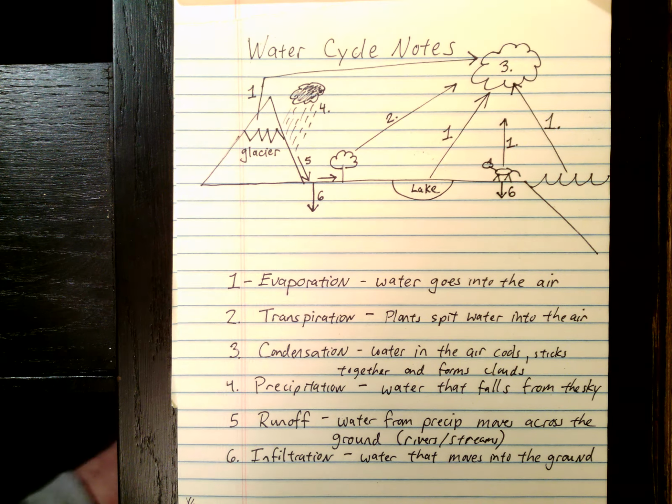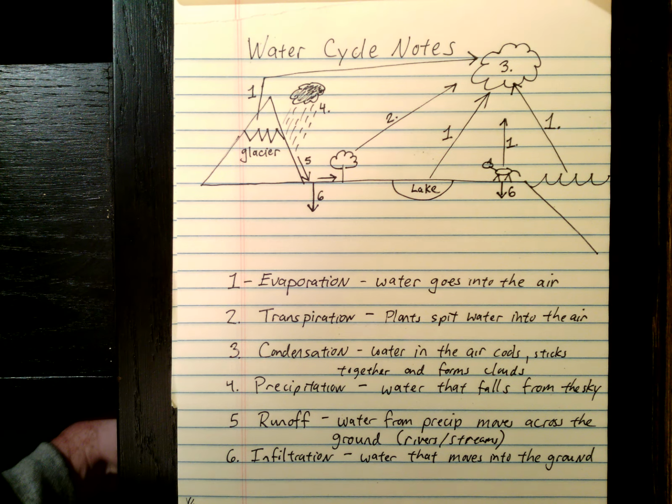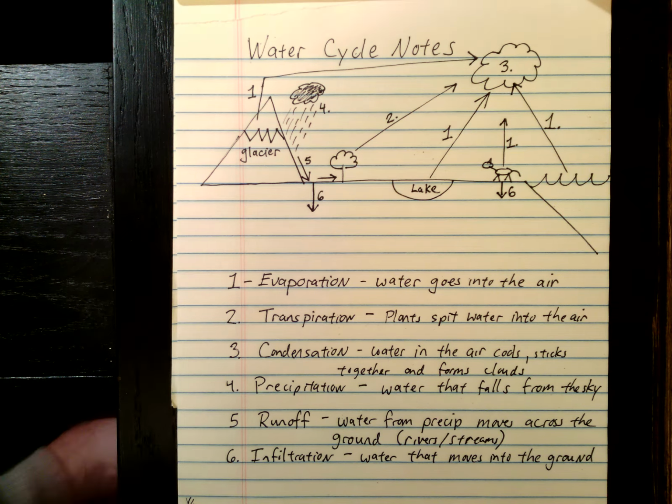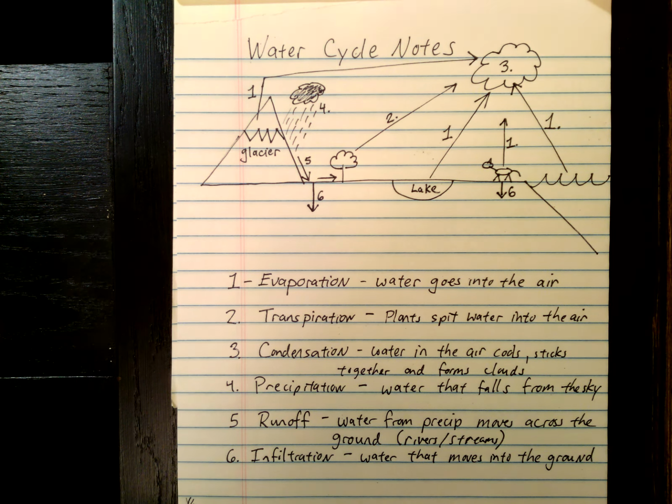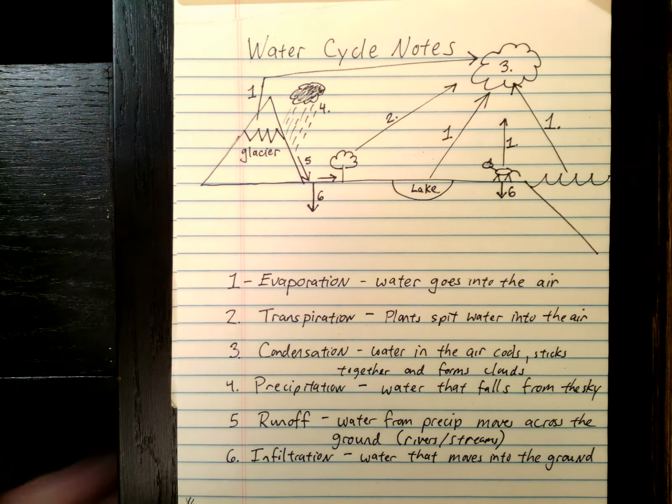My picture of the cow peeing on the ground, that's an example of infiltration. The cow peed on the ground and the pee soaked into the ground. That's an example of infiltration.